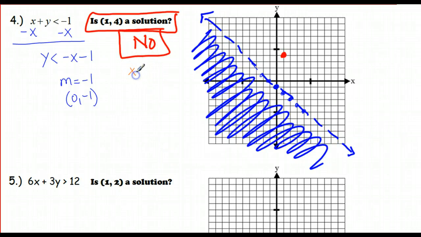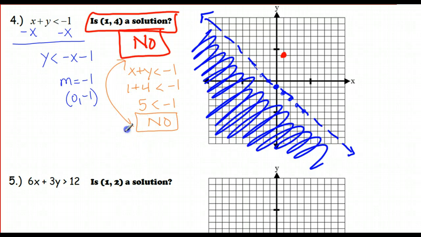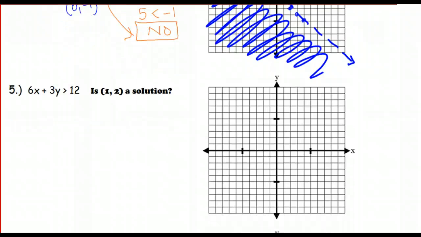Okay, x plus y is less than -1. X is 1, y is 4, and I want to know if that's less than -1. 1 plus 4 is 5. Now I want to know, is 5 less than -1? No. So notice our answers match. Based on our graph, it's not in the shaded region, and when we plugged it in, it's not a true statement. Alright, let's go ahead to number 5.